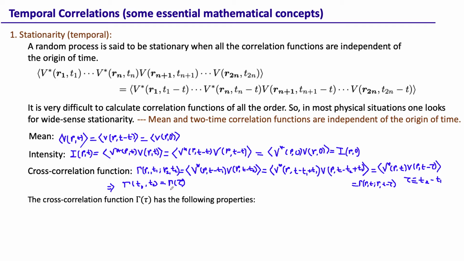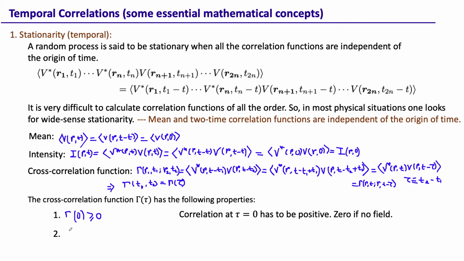Now, this cross correlation function gamma of tau has certain properties. Let me list those properties. The first one is that gamma of 0, that means when there is no delay, has to be greater than 0. This simply means that the correlation at tau equal to 0 has to be positive. The only way it can be 0 is if there is no field.